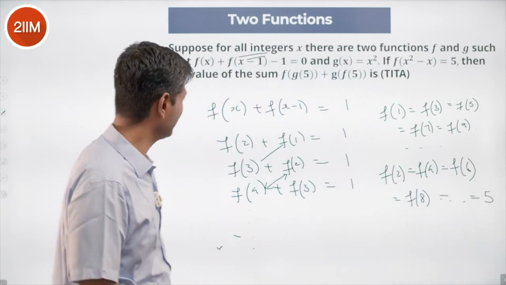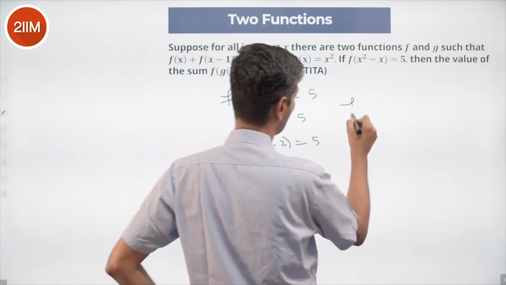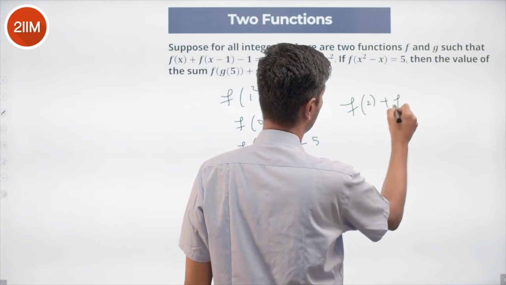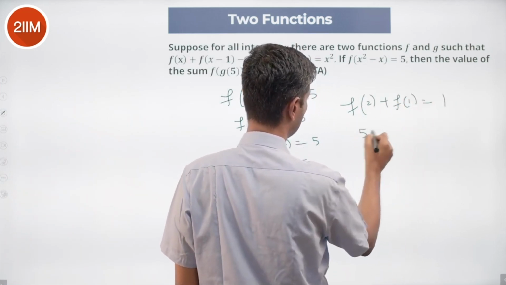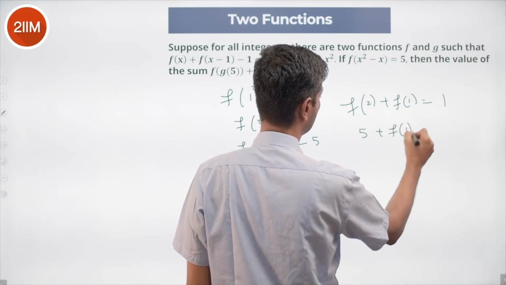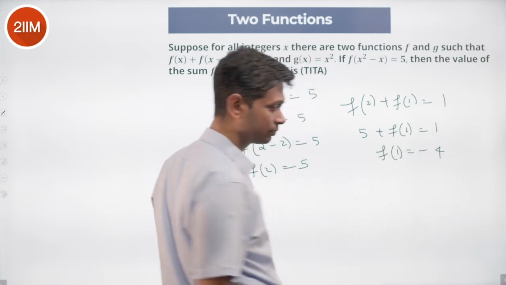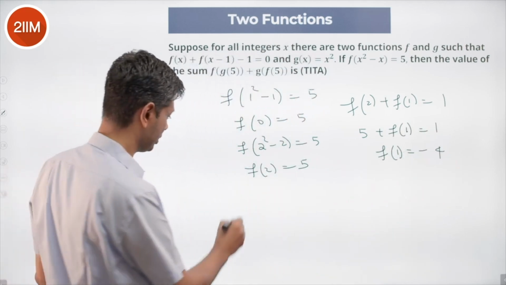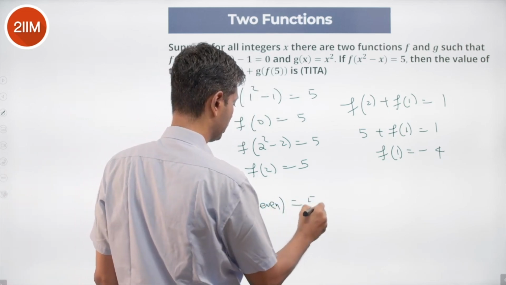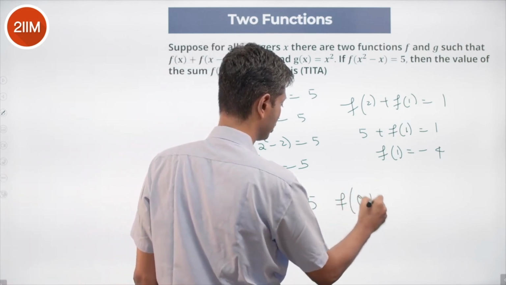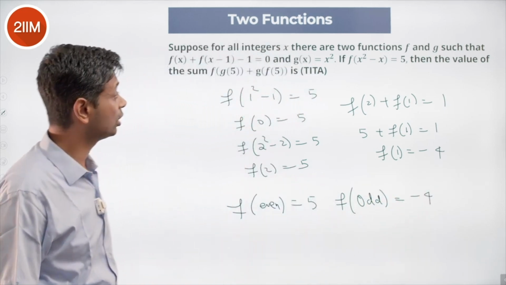Nice. Now let's say this. F of 2 plus f of 1 is 1. This is 5. 5 plus f of 1 is 1, so f of 1 is minus 4. We have a brilliant equation. F of even integer is 5. F of odd integer is minus 4. Brilliant. Now what do we need to find?